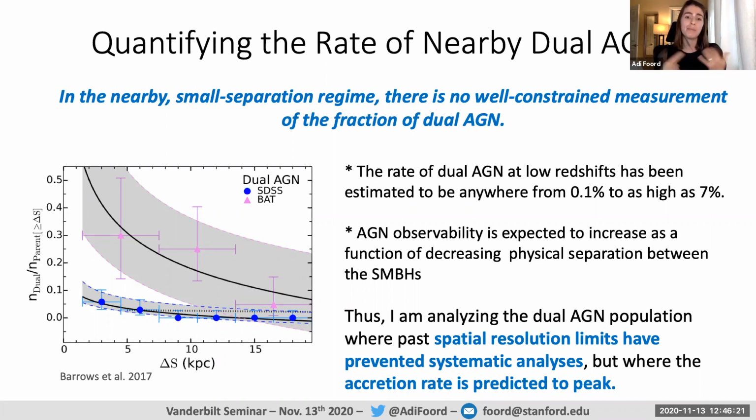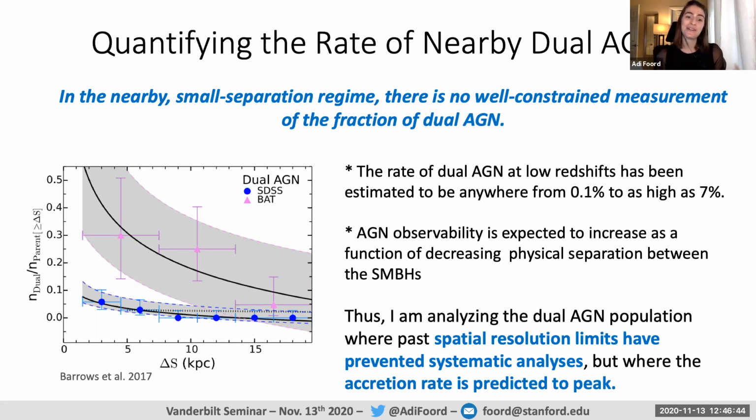Secondly, past analyses have been sensitive really only to the largest separations and count ratios. The largest X-ray survey to date that has looked at the nearby dual AGN fraction used the Swift telescope, which has a much larger PSF than Chandra. And they were sensitive to separations on the order of 5 or 10 kiloparsec or greater.